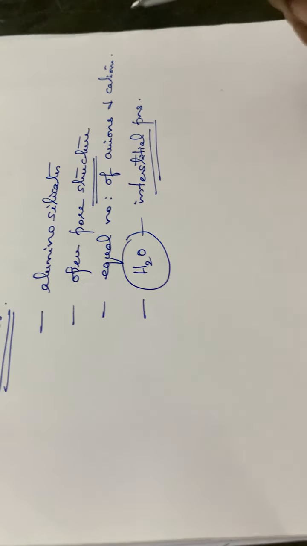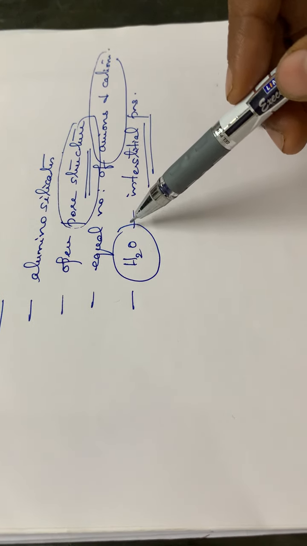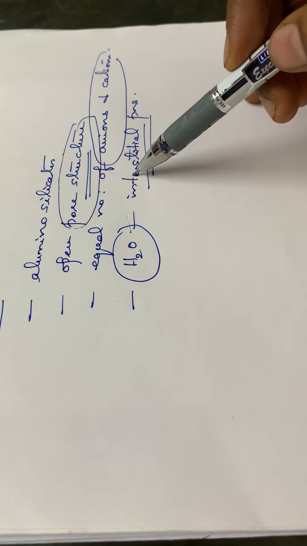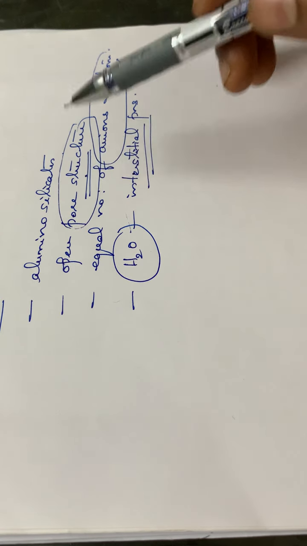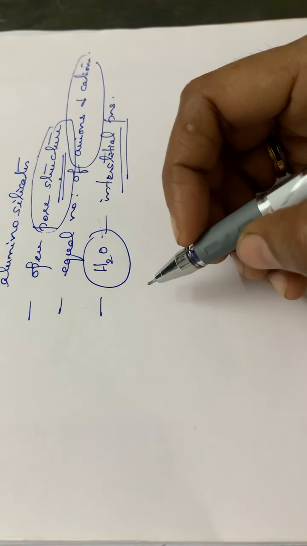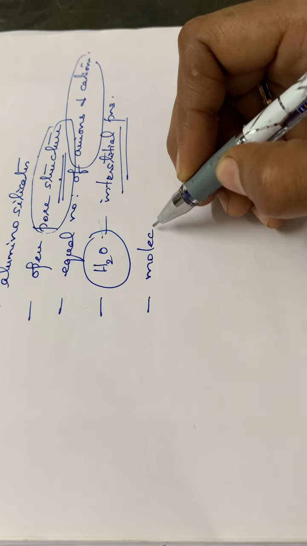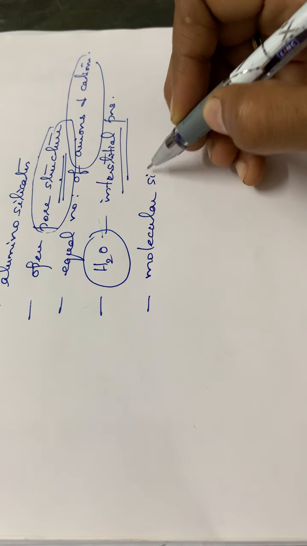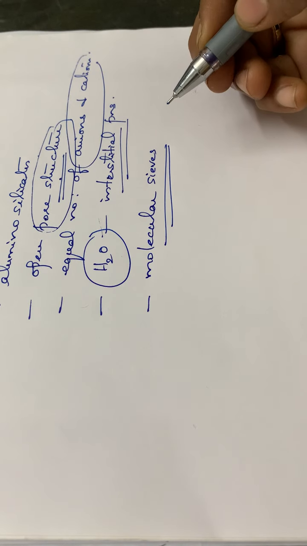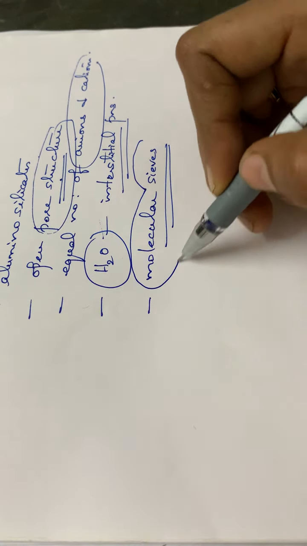So zeolites, the first point, they are aluminosilicates. They have a porous structure, and they contain an equal number of anions and cations. Water molecules will enter into the interstitial positions due to the porous structure. Complex molecules will not enter. Normally these zeolites are used as molecular sieves due to their highly porous nature. You know sieve, isn't it? Molecular sieves. So the zeolites act as molecular sieves because of the highly porous structure.